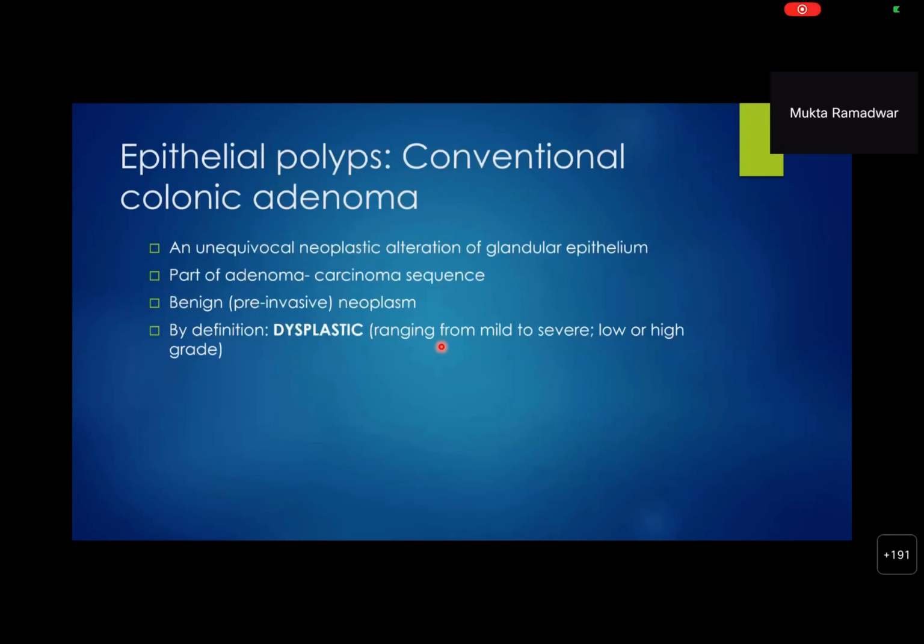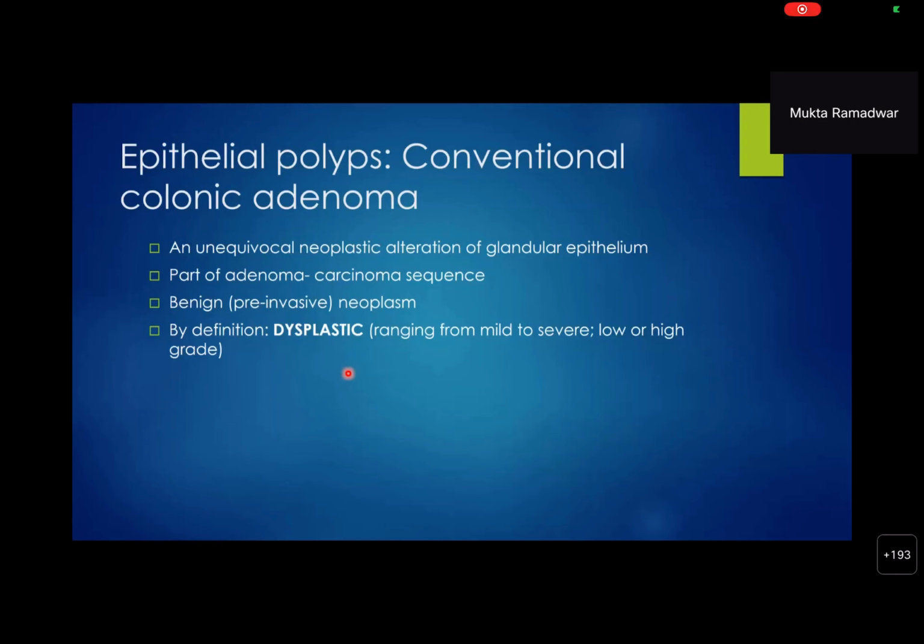Now, at this point, let us just learn something more about epithelial polyps. So, this is a conventional colonic adenoma. And when I say conventional, that means by definition, it has presence of dysplasia. Read the last line. By definition, they are dysplastic. The dysplasia might range from mild to severe, or the terms that we use now are low or high grade dysplasia, but they are dysplastic by definition. You do not get an adenoma without a dysplasia, right?